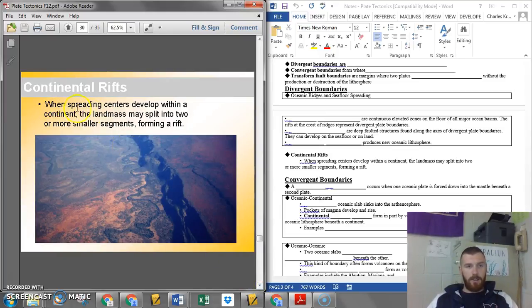We can also have continental rifts. So when spreading occurs, a continental landmass may split into two or more smaller segments and form a rift, such as the Great Rift Valley. You can see that here.